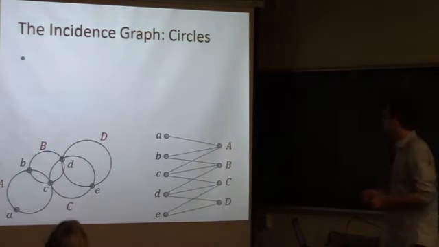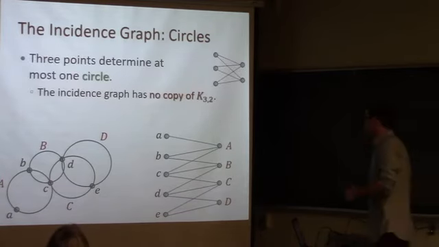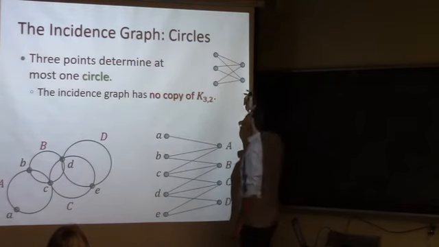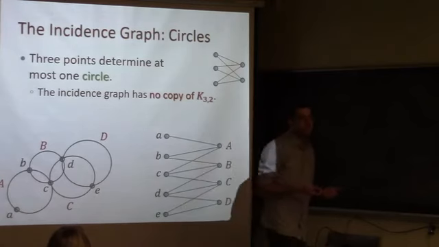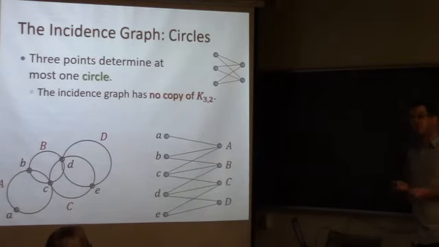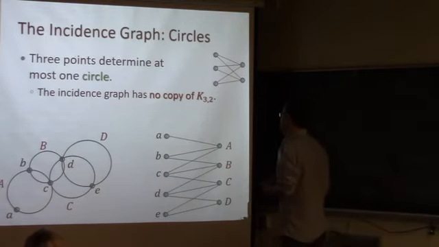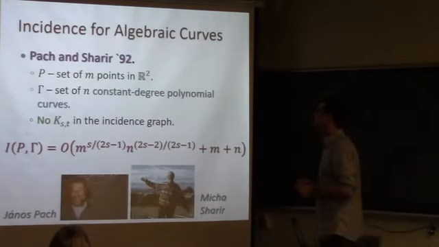What can we say? We can say that there's no K32. If you take 3 points, it's impossible to have 2 circles that pass through all 3 because, well, 2 circles intersect in at most 2 points. Okay? So we can use this incidence graph to get some structure about the problem. And why am I telling you all of this? Because it's an easy way of stating incidence problems.